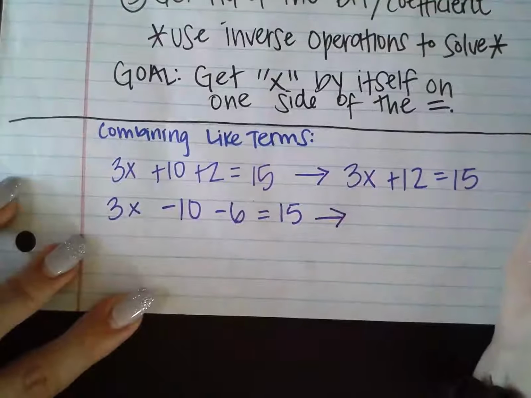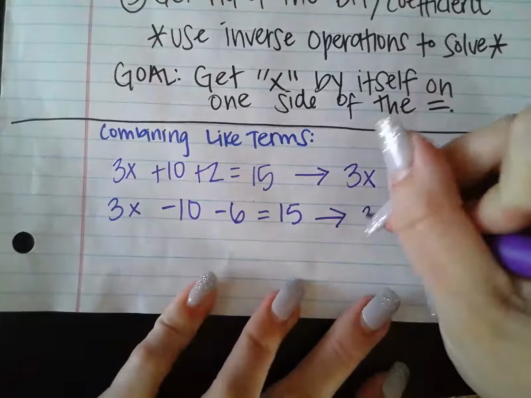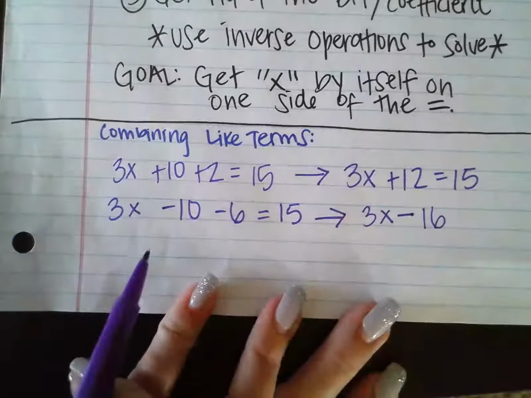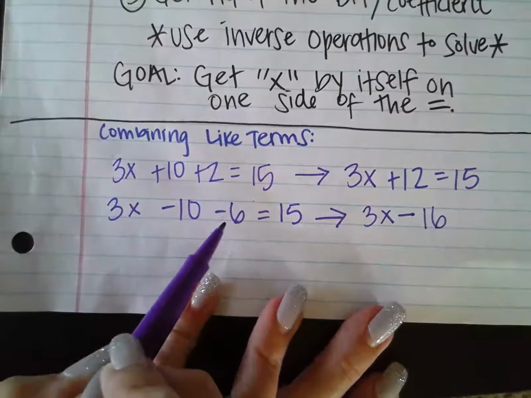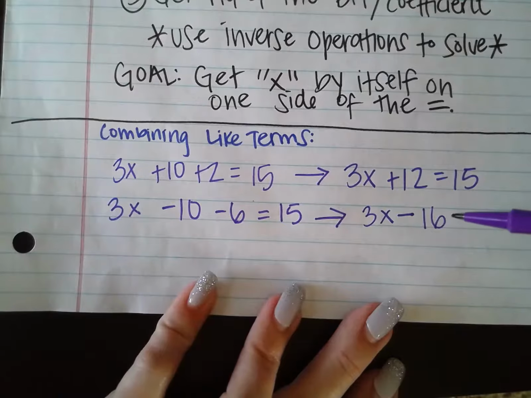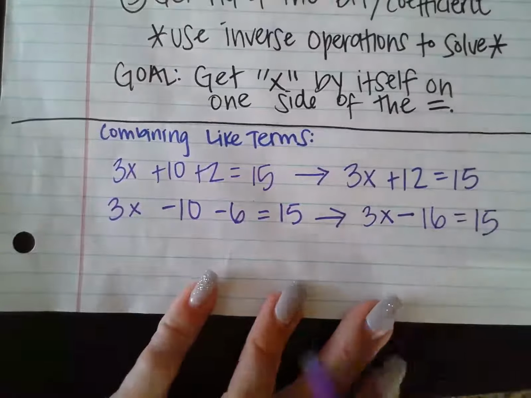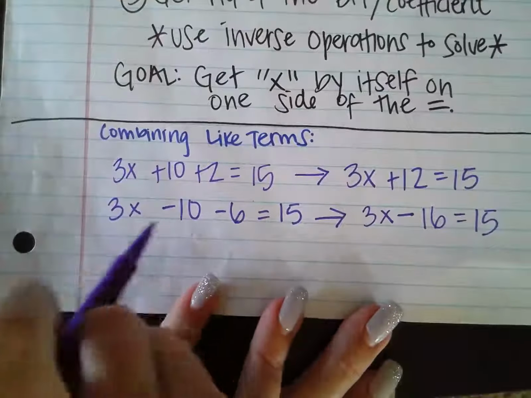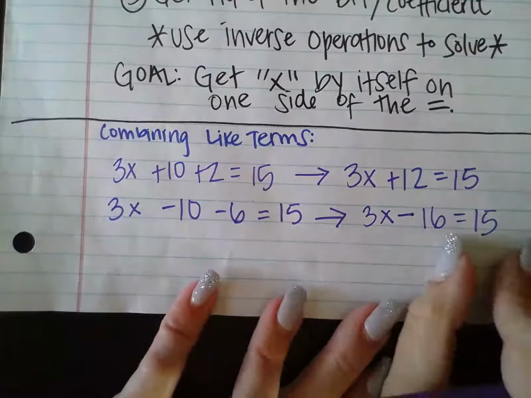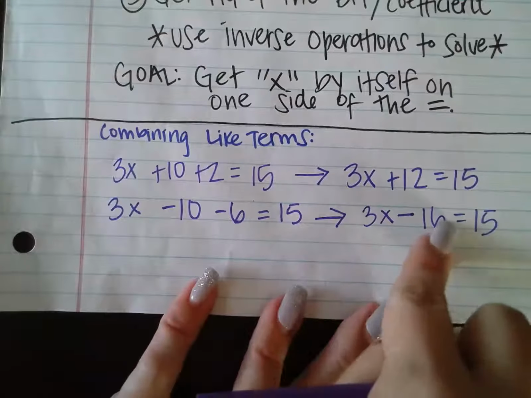So this equation can be rewritten as 3x minus 16, because we are subtracting 10 and then we are subtracting 6, which means we're going to go farther down into the negatives. So we're subtracting 16 total things, and we'll say this is equal to 15. So this is how we would combine the like terms when both of the constants are subtracting. So you kind of have to be careful with the negatives. Sometimes they mean a little bit of something different.